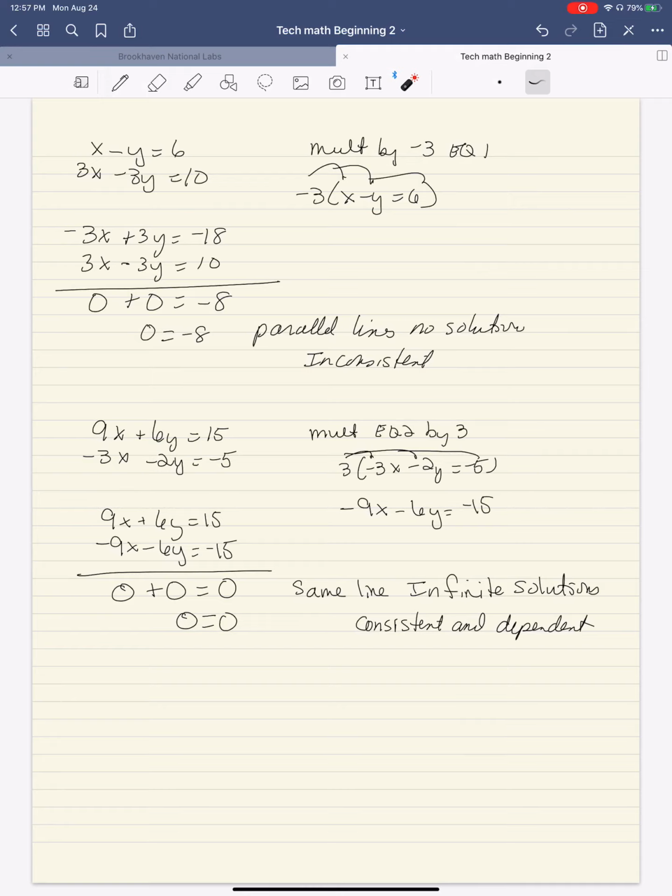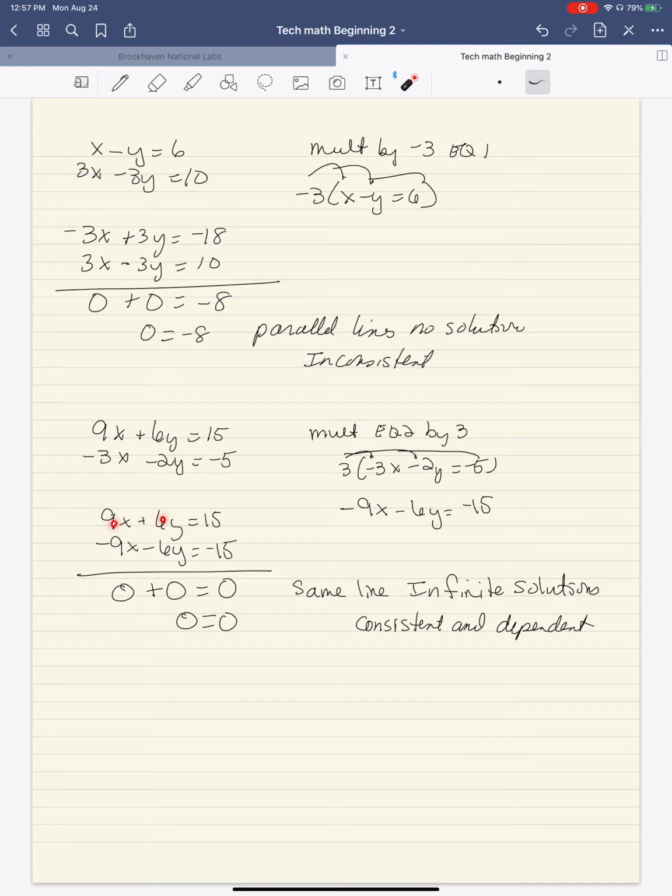Let's try the one that has the same line. So the 9x plus 6y equals 15, minus 3x minus 2y equals minus 5. So I'm going to multiply the second equation by 3, because I'm going to try to make it a negative 9, so it will drop out with a positive 9. So here is the second equation. 3 times negative 3 is negative 9x. 3 times negative 2 is negative 6y. 3 times negative 5 is negative 15.